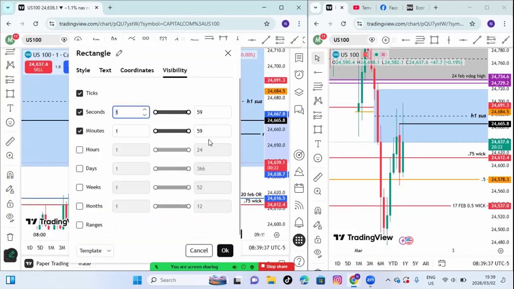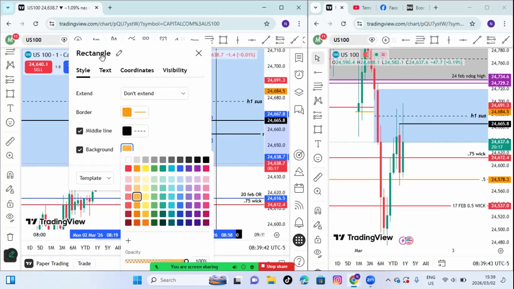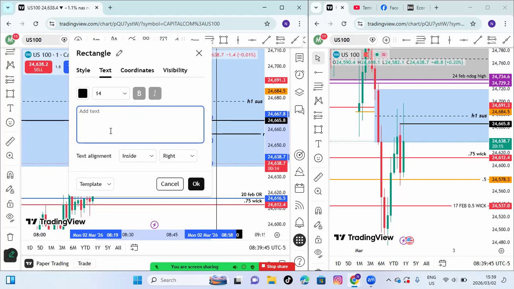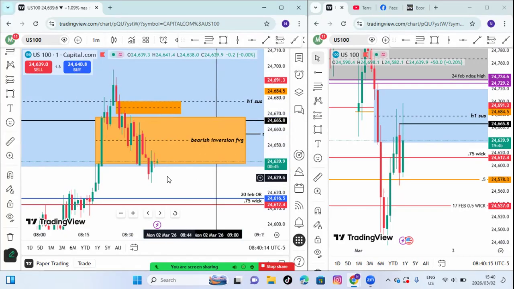Then let's do that. Nice color. I'm going to write a minus. It was not a bearish. I'm going to say a negative. Yeah, I'm just going to say inversion. Bearish inversion fair value gap. So that bearish inversion, there we go. Put it there. Boom.